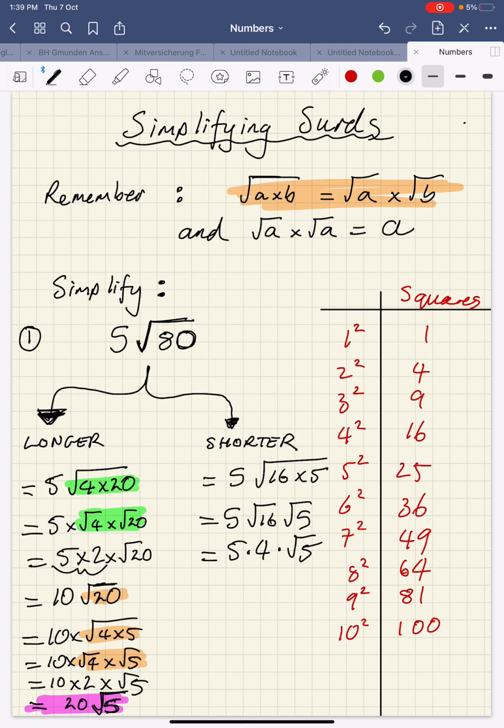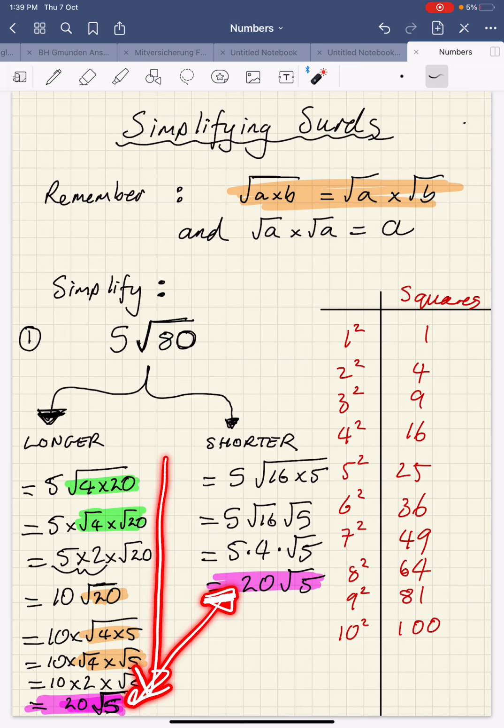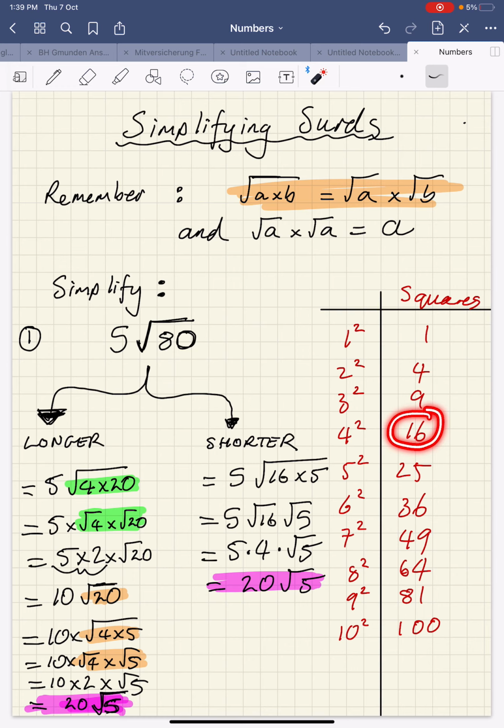Notice I'm putting a little dot in between the numbers. That's an acceptable symbol for multiplication. And here, this is 20 lots of root 5. So you can see, can't you, that we get to the same final answer just a lot quicker. And yeah, so you get there, don't you, by doing the longer method, but you can see how quick it is to get there using the shorter method. And the shorter method relies on you trying to choose the highest square number that will multiply or divide into 80.